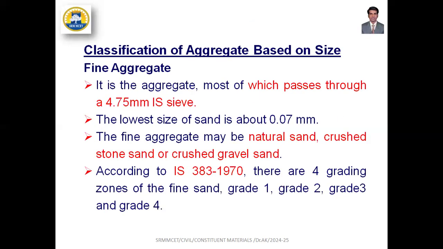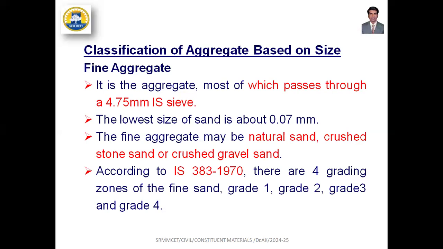Usually aggregate is classified based on size and based on shape. First we will see the classification of aggregate based on size. It is obtained by using the IS, Indian Standard, sieve. The material which passes through the 4.75 mm IS sieve is called fine aggregate. Whatever material is retained on the 4.75 mm IS sieve is called coarse aggregate.